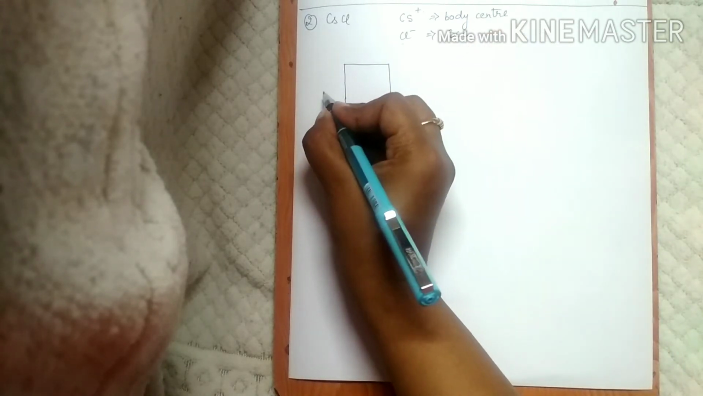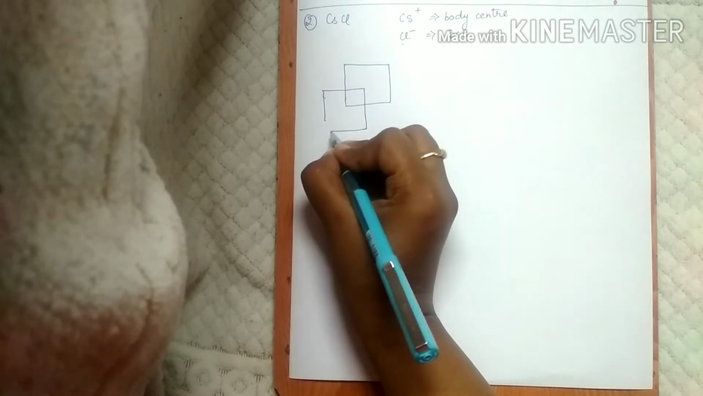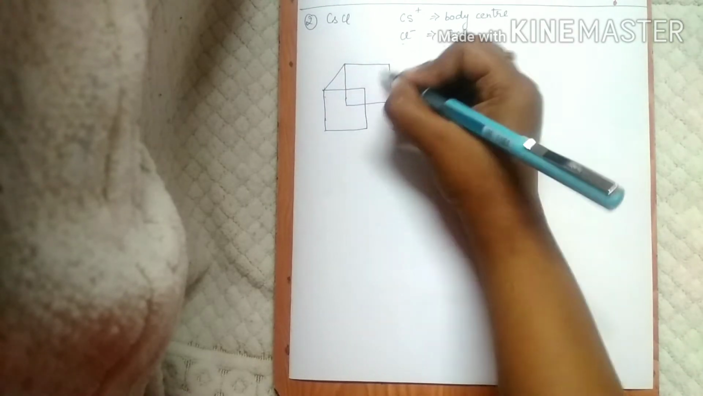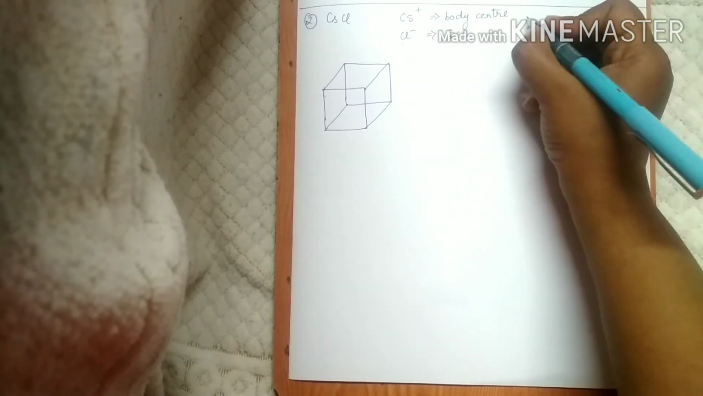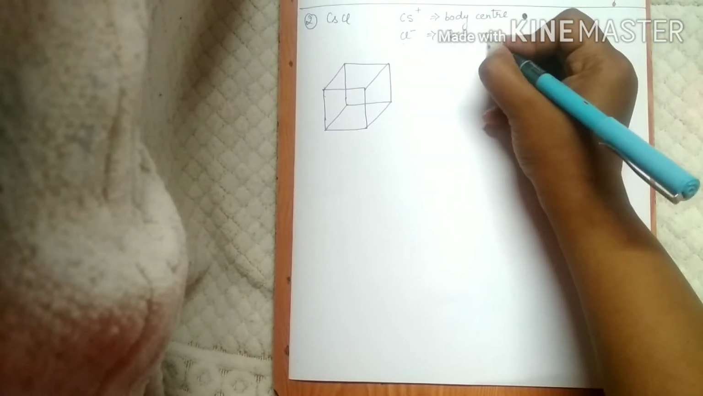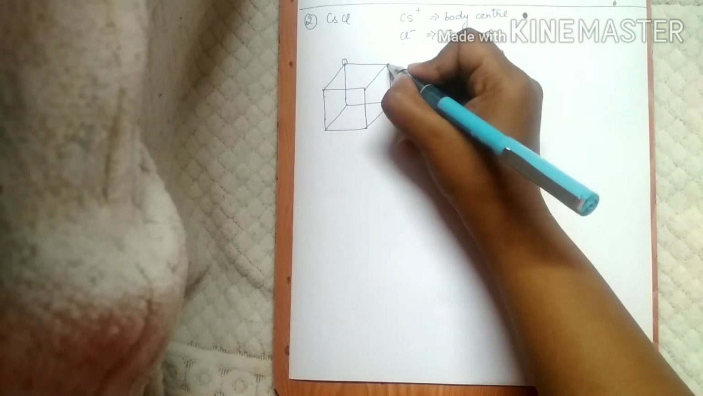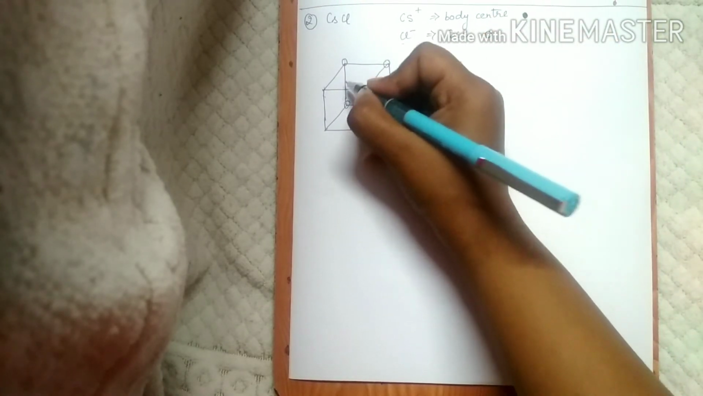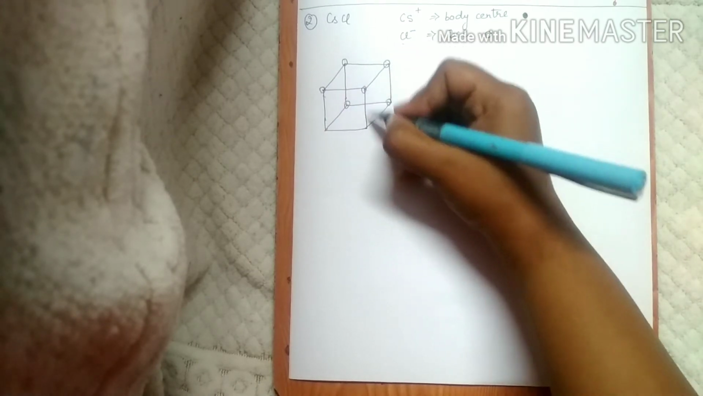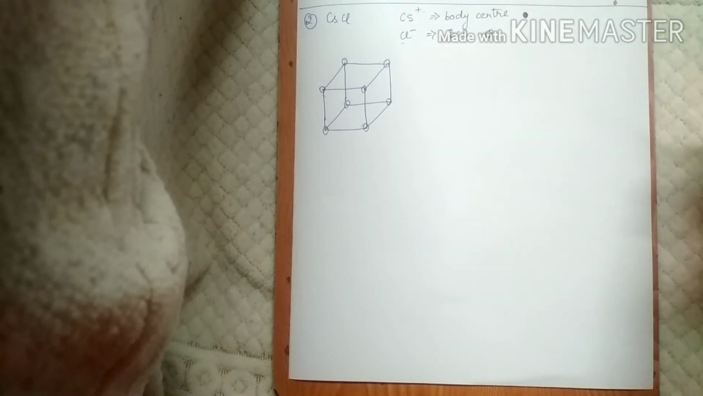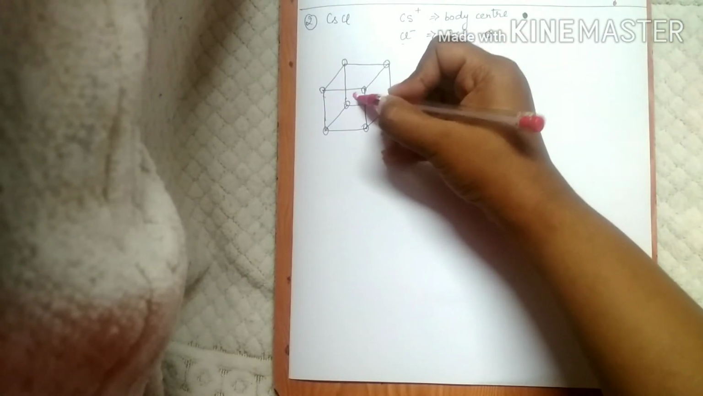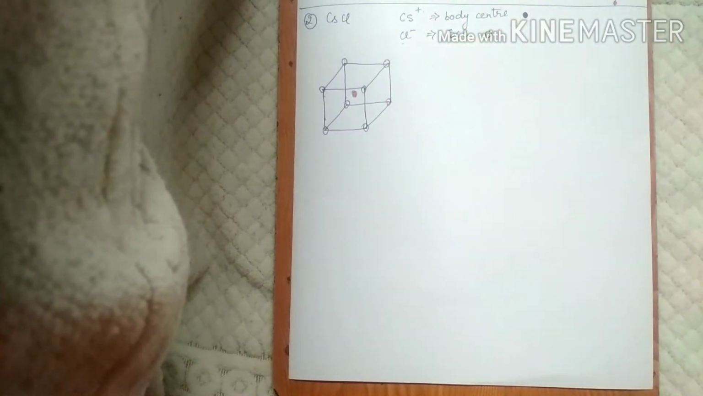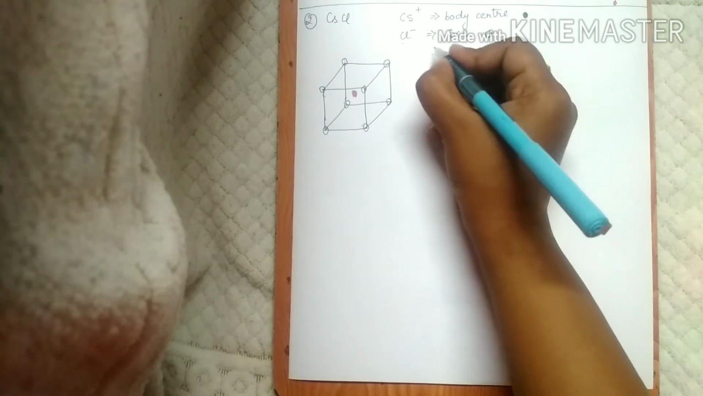So if this is your unit cell, we are showing Cs positive like this and Cl negative like this. So Cl negative will be present at the corners like this, and Cs positive will be present at the body center here. So this is the structure of CsCl. Now the characteristics.